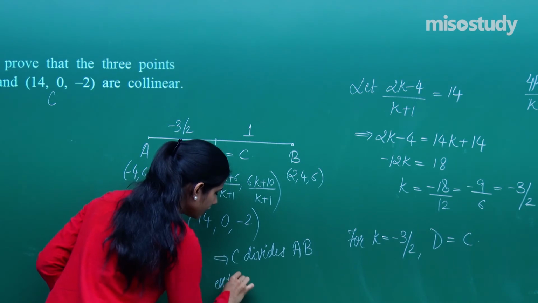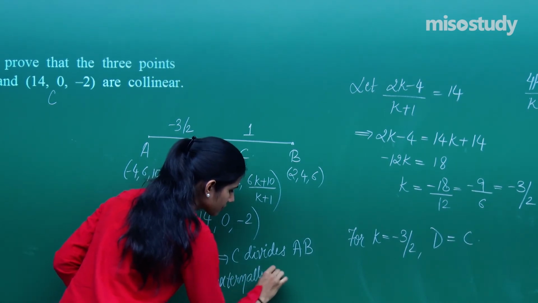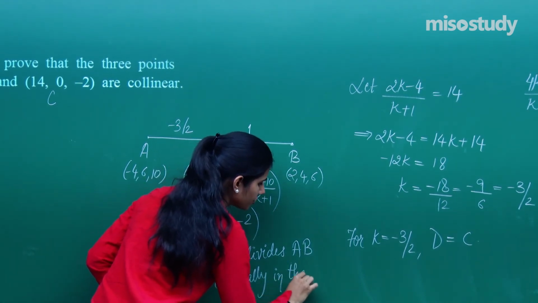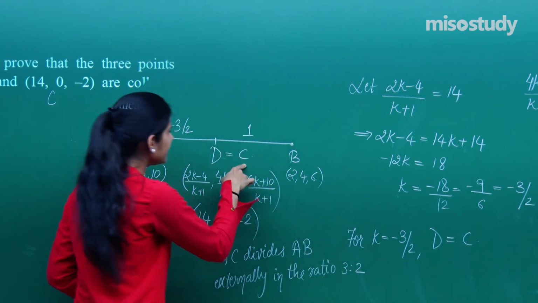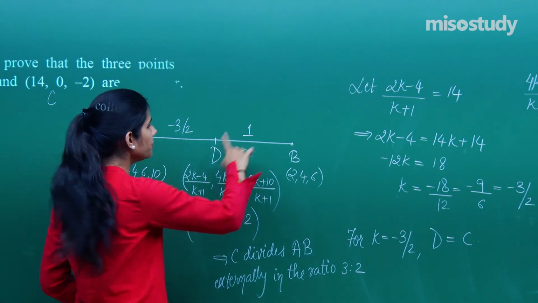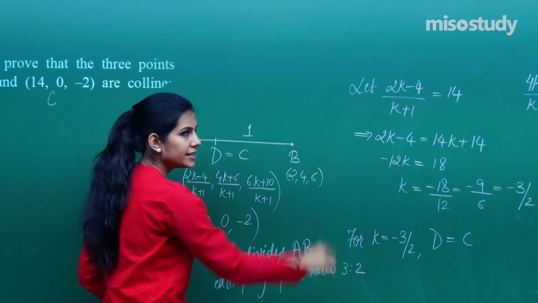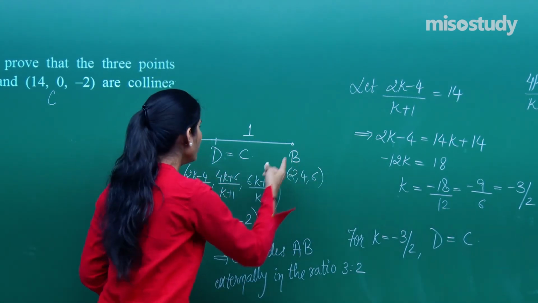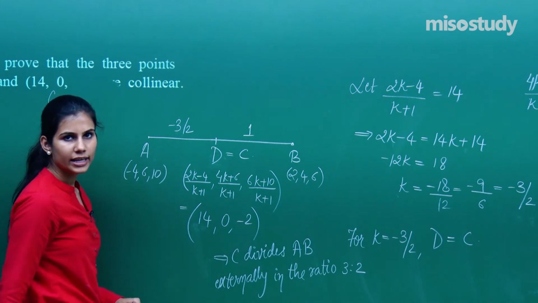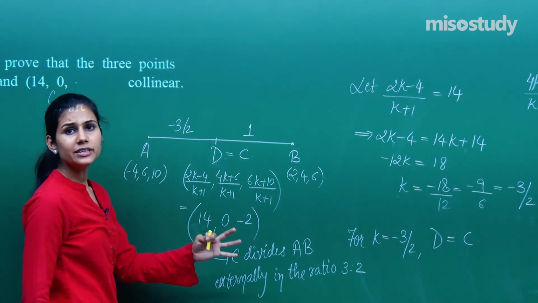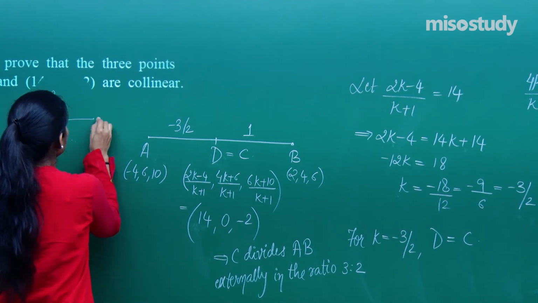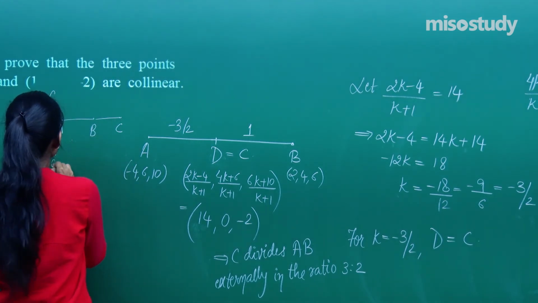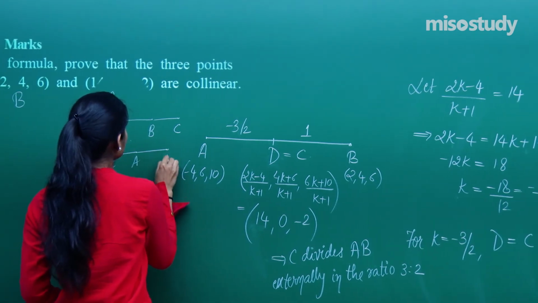So external division is there in the ratio 3:2. So C would not be lying in between A and B. C would be lying either here on the extended line segment along B or on the extended line segment along A, but not in between. But wherever C lies, one thing is sure, either the picture is A, then B, then C, or the picture is C, then A, then B.